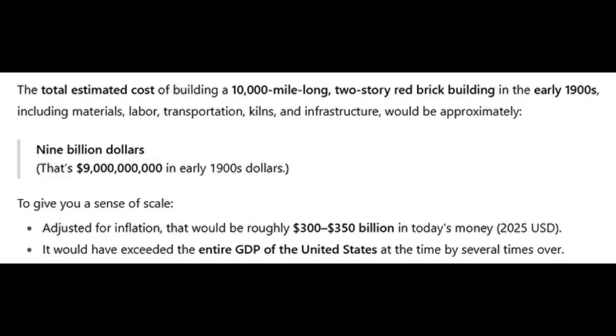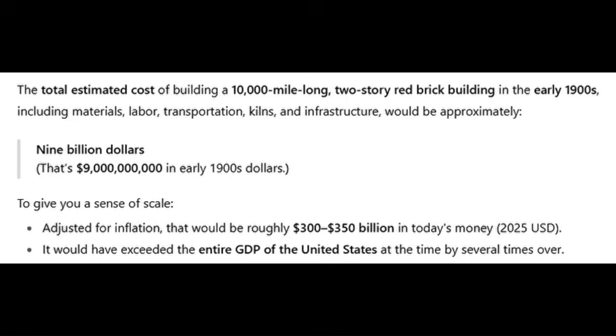The total estimated cost of building a 10,000-mile-long, two-story red brick building in the early 1900s, including materials, labor, transportation, kilns, and infrastructure, would be approximately $9 billion. That's $9 billion in early 1900s dollars.